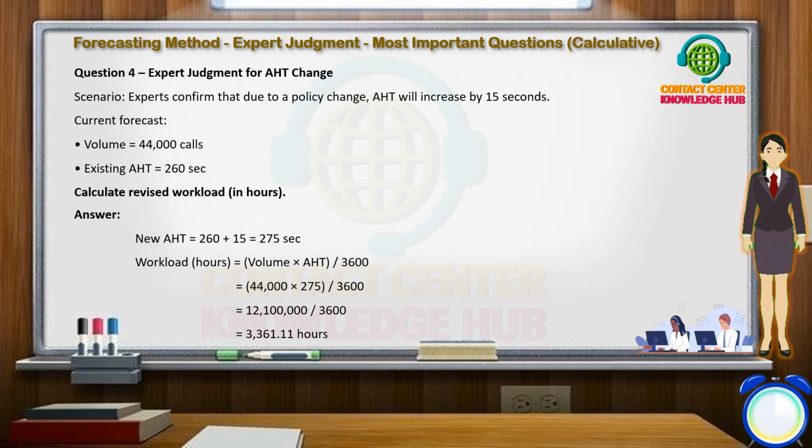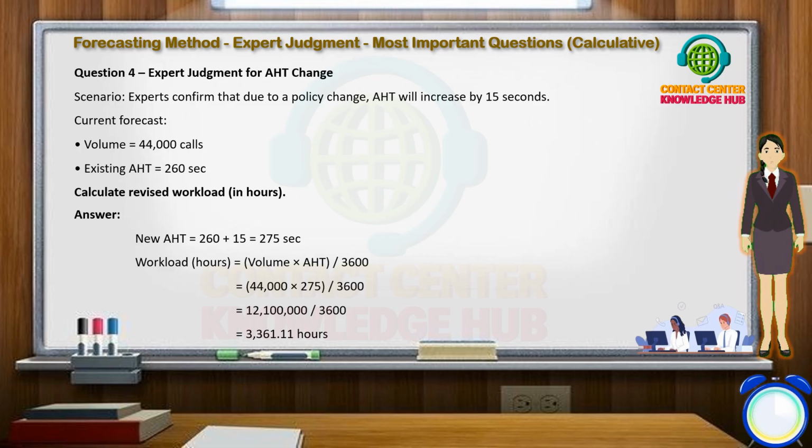And here is the answer. Step 1. Update the AHT. New AHT is equal to existing AHT plus increase. So, 260 seconds plus 15 seconds is equal to 275 seconds. That gives us a new AHT of 275 seconds. Step 2. Calculate the workload in hours. Use the standard workload formula. Workload in hours is equal to volume times AHT divided by 3600.